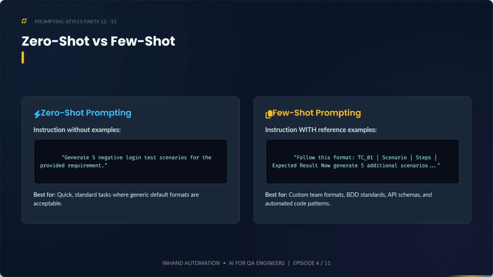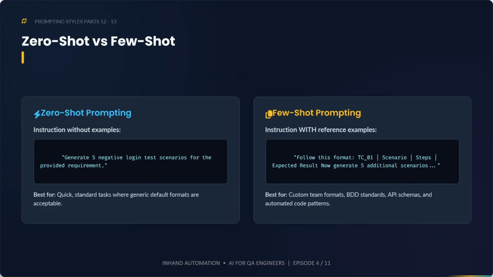Precondition is customer account exists. Step is open login page, enter registered email, enter incorrect password, click login. Expected result is an appropriate login error should be displayed. Now, generate additional scenarios using the same format.